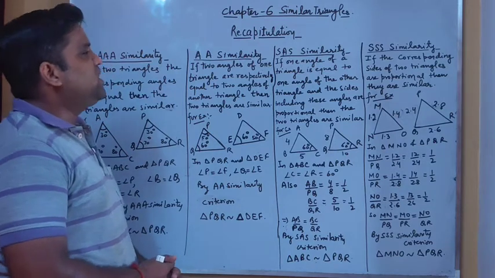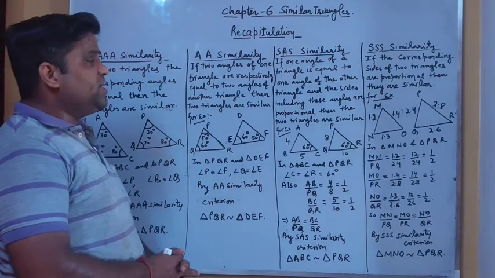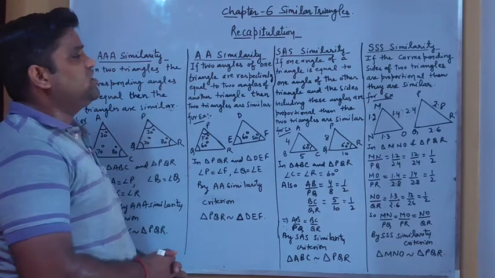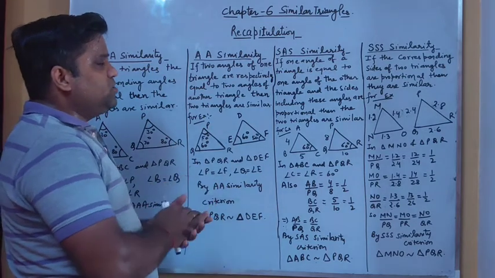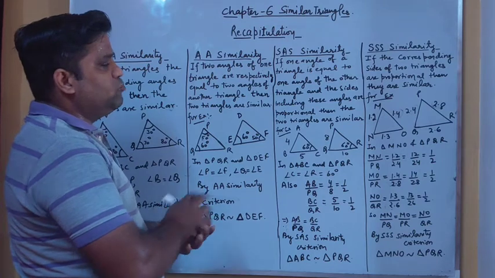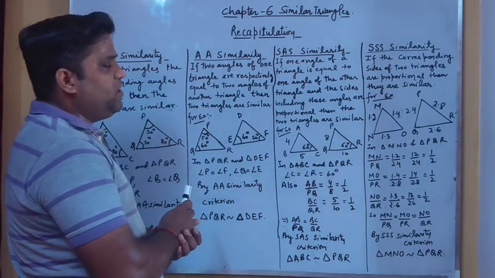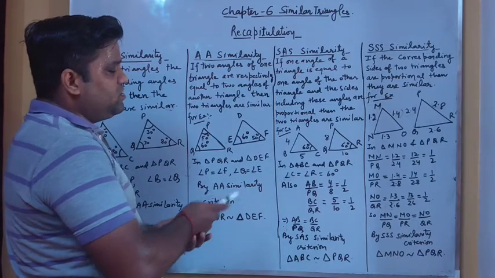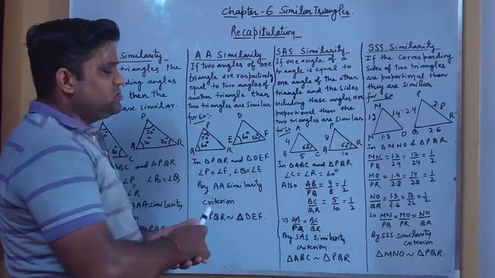The fourth one is the side similarity criterion, which is the triple S similarity criterion. It says that if the corresponding sides of two triangles are proportional, then they are similar. It means that if we have two triangles and the ratios of corresponding sides are proportional, then by triple S similarity both triangles are similar. For example, in triangle MNO and triangle PQR, we can see that the ratios of corresponding sides are equal, so by triple S similarity both triangles are similar.